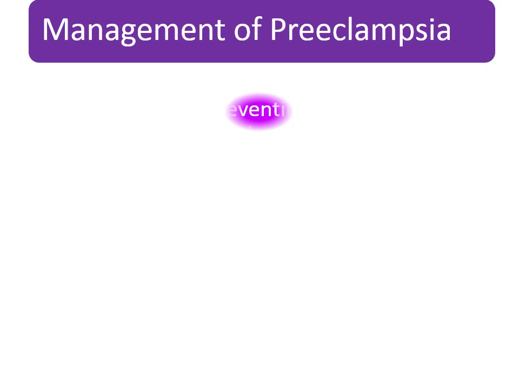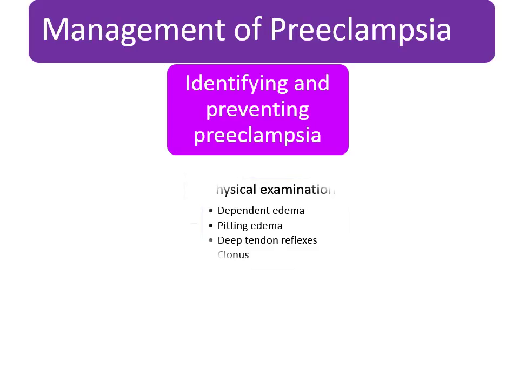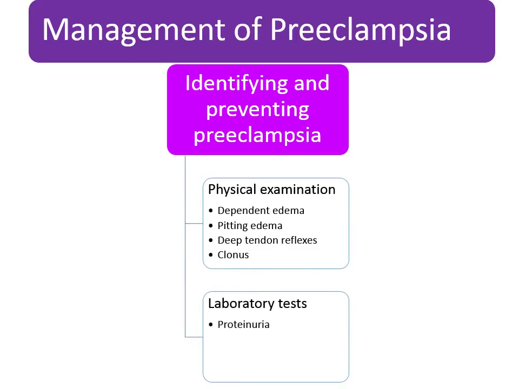The management of preeclampsia includes identifying and preventing preeclampsia. It is important to identify the signs and symptoms of preeclampsia early. Physical examination will reveal dependent edema, pitting edema, increased deep tendon reflexes or DTRs, and clonus. Laboratory tests will reveal proteinuria.